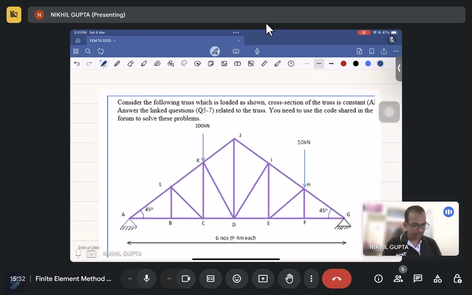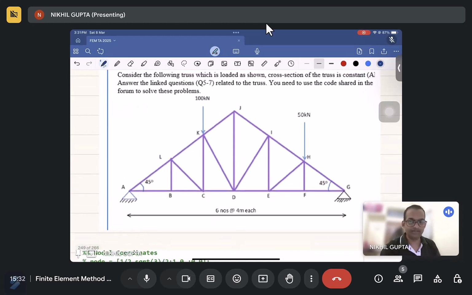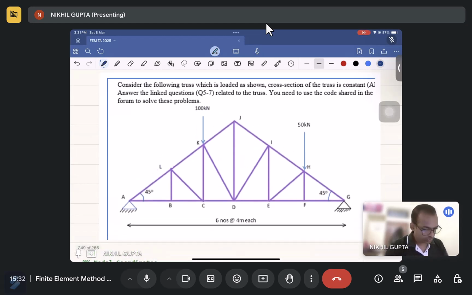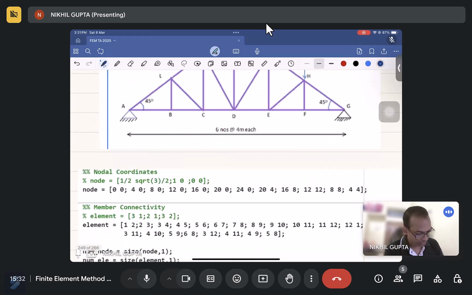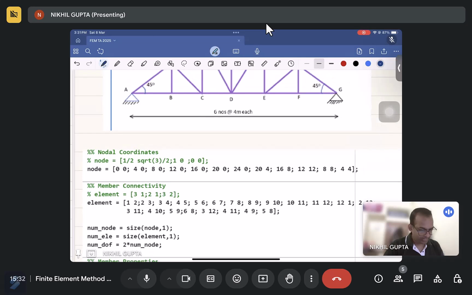Okay, let's solve the next problem. This code is working fine. So in this question, we have to consider the following truss. The two loads are given, and you have to solve the question. So I'll discuss the code here as well.